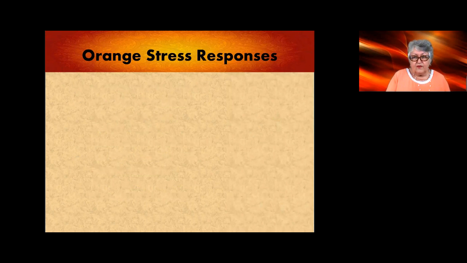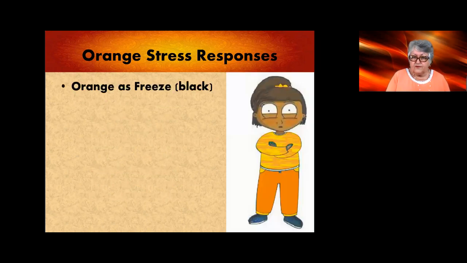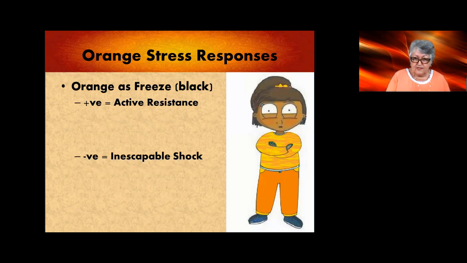Then, of course, we have the black responses, covert ones, the ones that are hidden from public view. Orange as freeze is one of those. And again, we have positive and negative reactions. The positive reaction is one of active resistance. The negative one is someone who is showing inescapable shock at a particular issue.